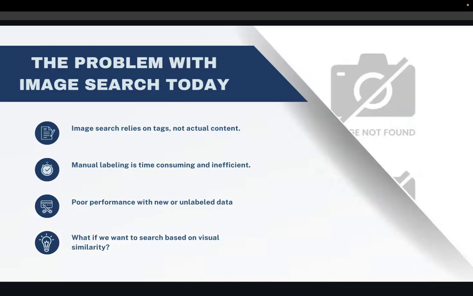Right now, most image searches depend on tags or keywords, but that means we need to label every image manually, which takes a lot of time, and it isn't always correct. Also, if an image has no label, it won't show up in the search results. So what if we want to search purely based on the content of the image itself?